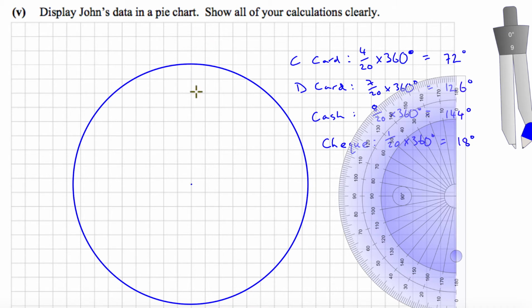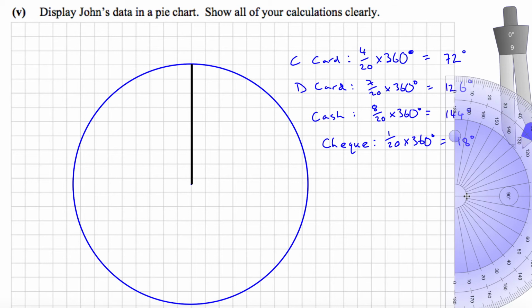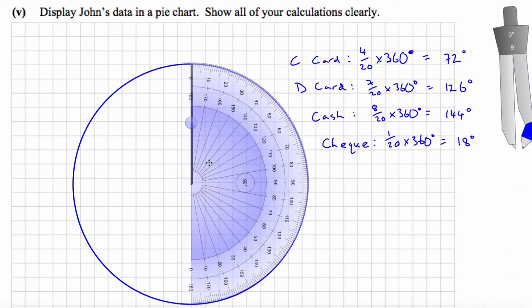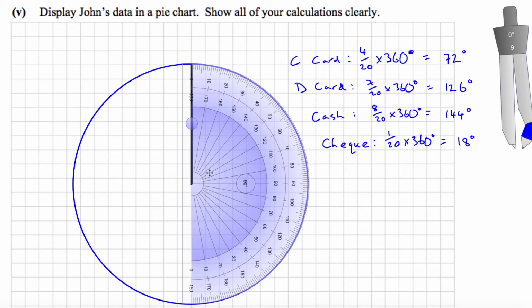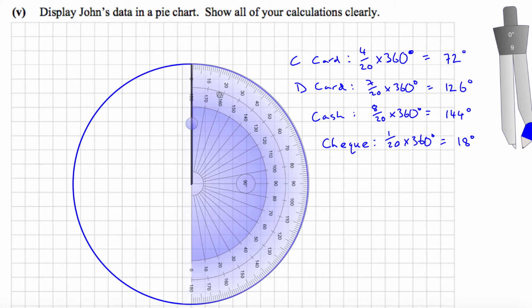Just going to use a different line here. So again, from the center. Okay, so the first angle we're going to do then is the 72 degree angle. You want to get your protractor positioned on the center like so. And you're going to mark up to 72 degrees then. So make sure you go on the right scale from 0, 10, 20, 30, 40, 50, 60, 70, and 72 would be there.